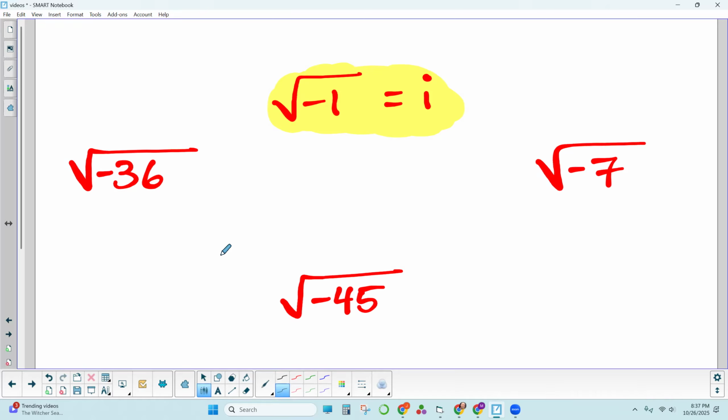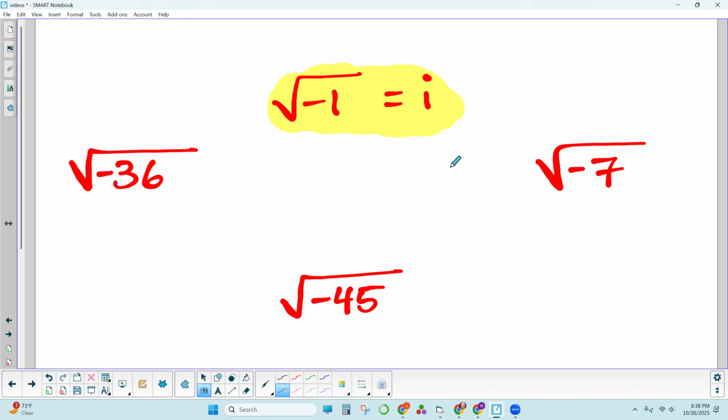So long ago, some mathematicians defined the square root of -1 as a new quantity, which is i. Basically, every time we get the square root of -1, rather than saying no solution, we're just going to call that i for an imaginary number.